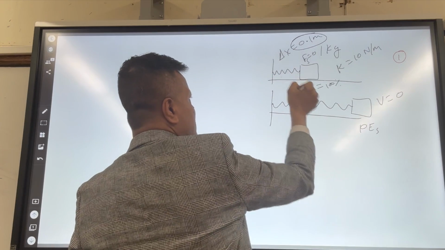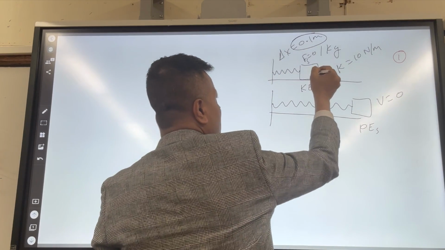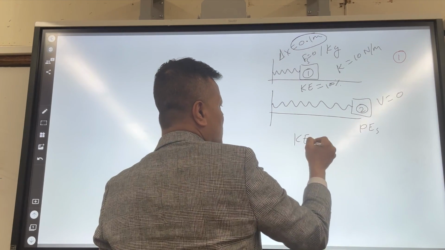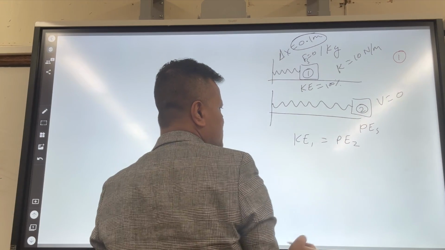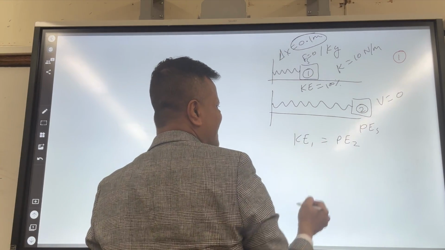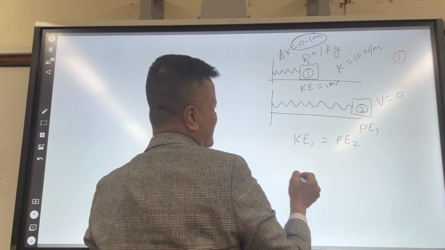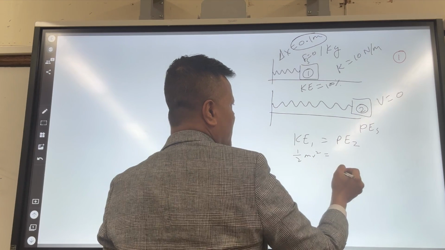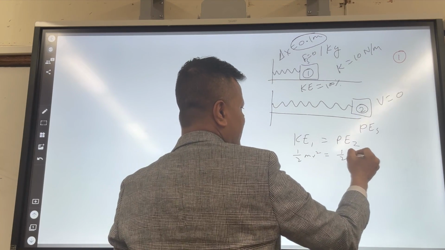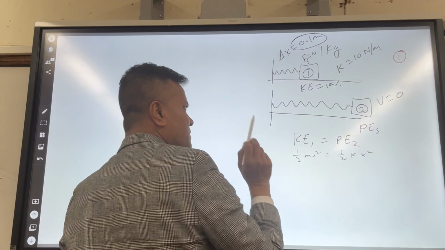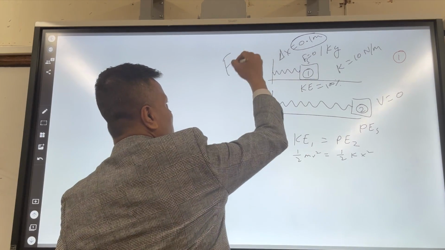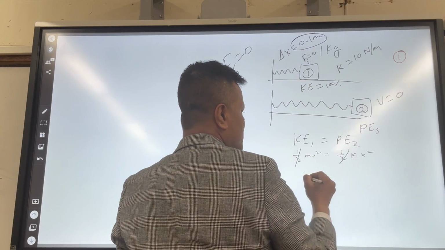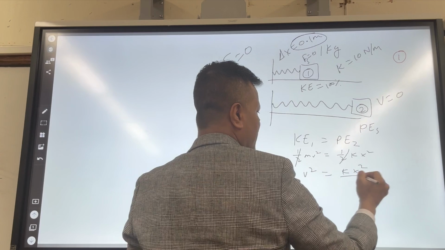So the potential energy at location 1 is equal to the kinetic energy at location 2. Kinetic energy is half mv squared, and that is equal to half kx squared. We're trying to find the velocity when Fs is equal to 0, when it is in equilibrium. So the halves cancel, and v squared is equal to kx squared over m, right?